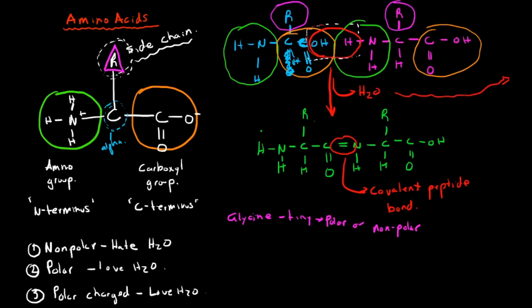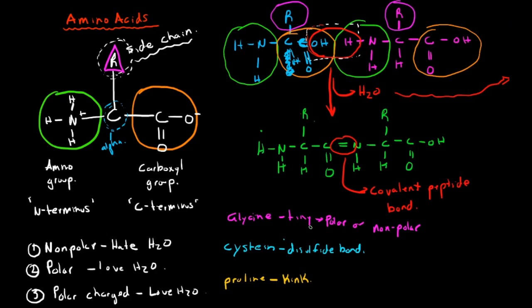And then we have cysteine, which has the ability to form covalent bonds with another cysteine, which form a disulfide bond. And last but not least, we have proline. And proline will form a disruptive kink in a polypeptide.